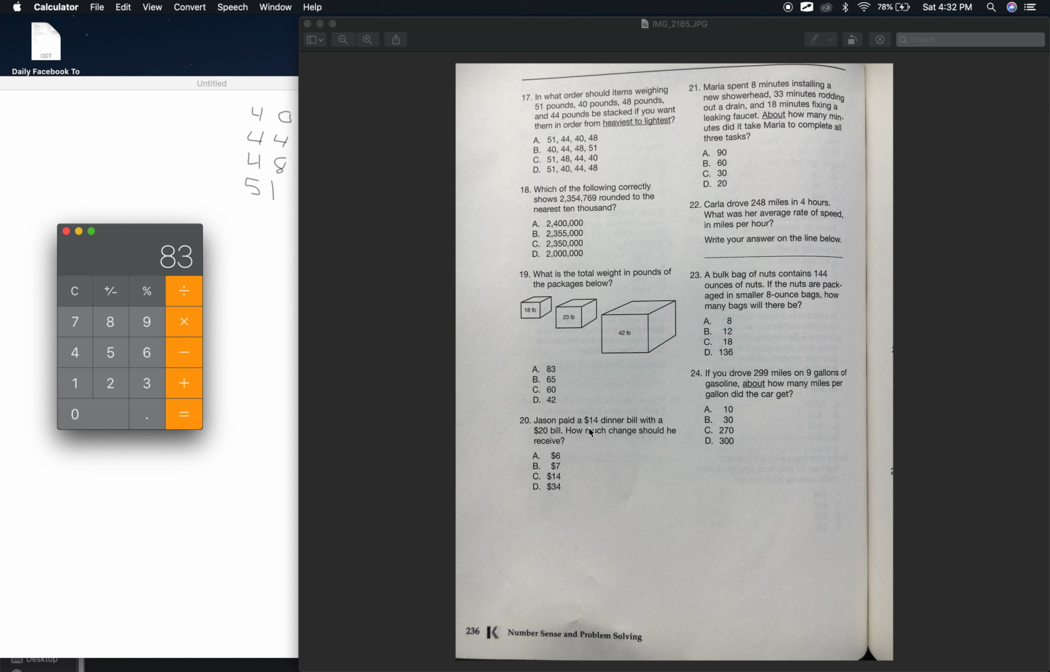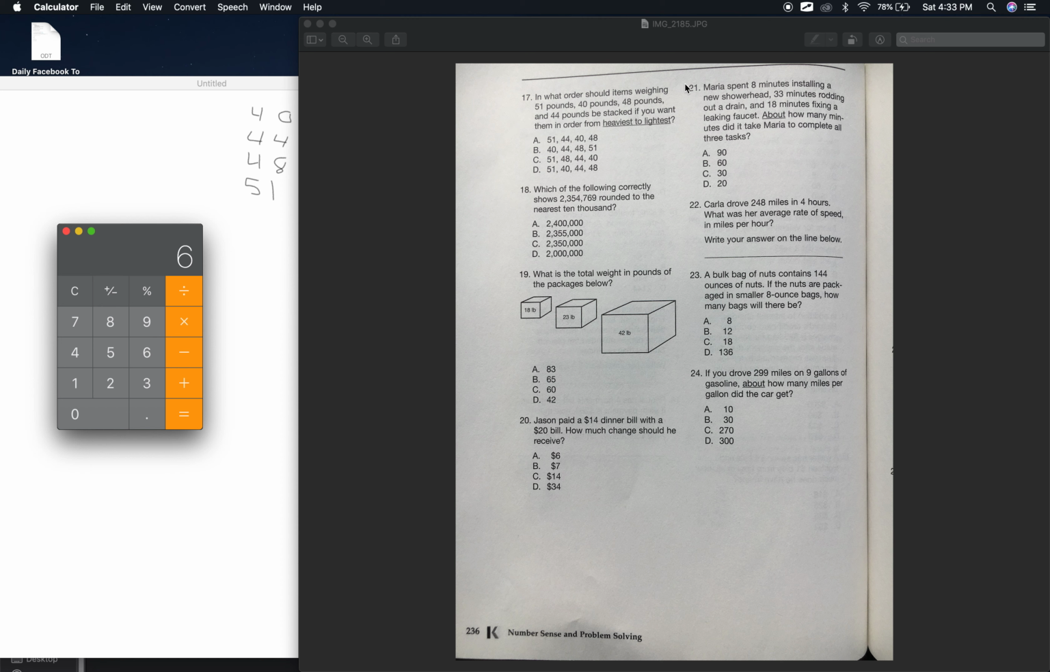Number 20. Jason paid a $14 dinner bill with a $20 bill. How much change should he receive? Remember, to find the difference between two numbers, you have to subtract. So we'll do 20 minus 14. That's $6. You should receive $6 in change. That's not regarding tip or anything at all.